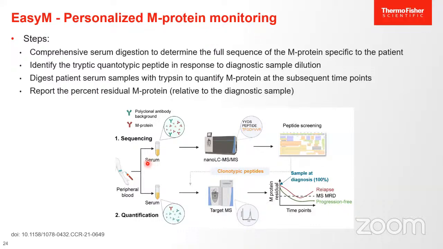So what you need to do, you get a blood, and then you do the sequence. Now this sequence is very critical. Once you have got serum, you do the trypsin digestion, then you run it in the mass spectrometer, you get a particular sequence. And out of that sequence, you get a quantotypic peptide, that is also called a clonotypic peptide, basically. That is a patient-specific peptide sequence.